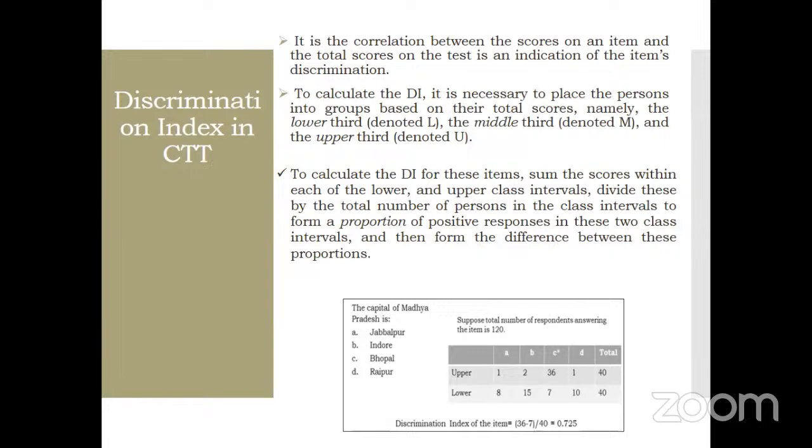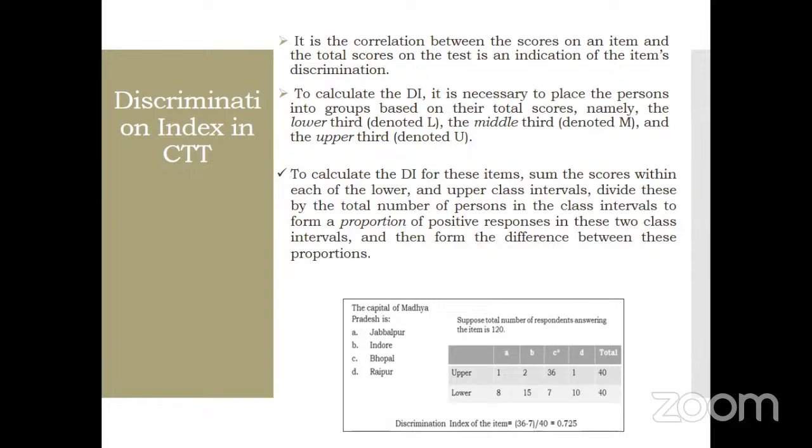The first option was selected by one person in the upper group and 8 persons in the lower group. The second option, Indore, was selected by 2 people in the upper group and 15 people in the lower group. The third option, Bhopal, the correct option, was selected by 36 people in the upper group and 7 people in the lower group. And finally, the D option, Raipur, was selected by 1 person in the upper group and 10 persons in the lower group. Now, what do we see here?